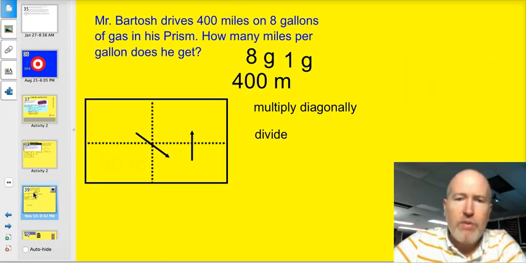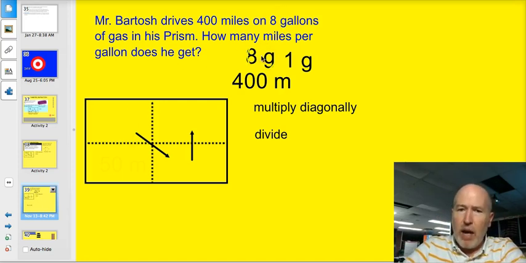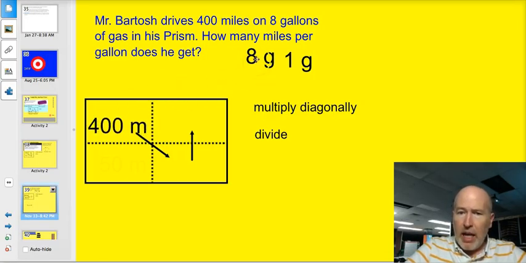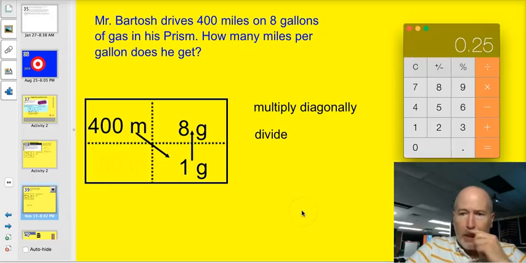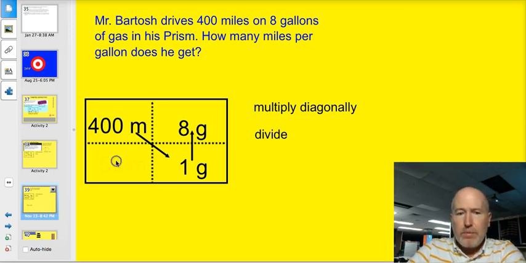Mr. Bartosh drives his fancy little Geo Prism 400 miles on 8 gallons of gas. How many miles per gallon does he get? Well, let's put our numbers in. He drives 400 miles on 8 gallons of gas. And we want to know how many miles he gets on 1 gallon. So we'll get our calculator out again, and we'll clear it out, and we'll take that 400, we'll multiply diagonally times the 1, and I know you think it's silly, but I want you to do it, times the 1, and then we will get 400, and we'll just divide that answer by 8, and we're going to get 50.